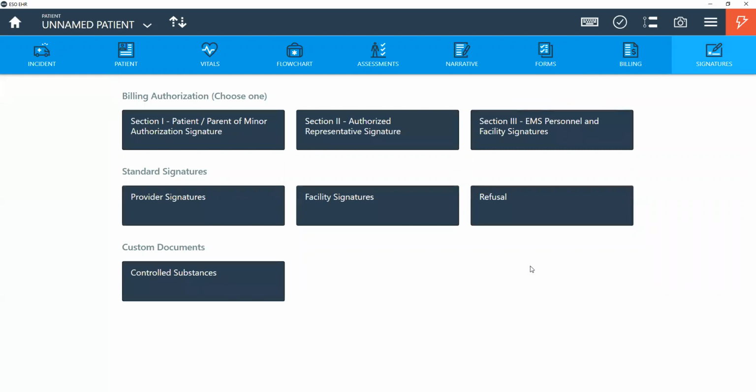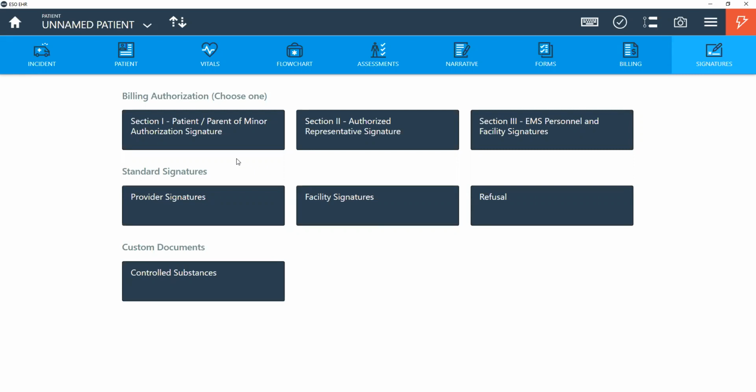The final tab is the Signatures tab, all right? And we're going to spend just a little bit more time on the Signatures tab because I want to make sure we all understand what's going on here. So the three types of signatures we're going to use are the billing authorization, the provider signature, and the refusal signature. So anytime we treat a patient, right? So we transport them, or maybe we provide them with care that's going to end up getting billed, we should be getting a billing authorization signature, right?